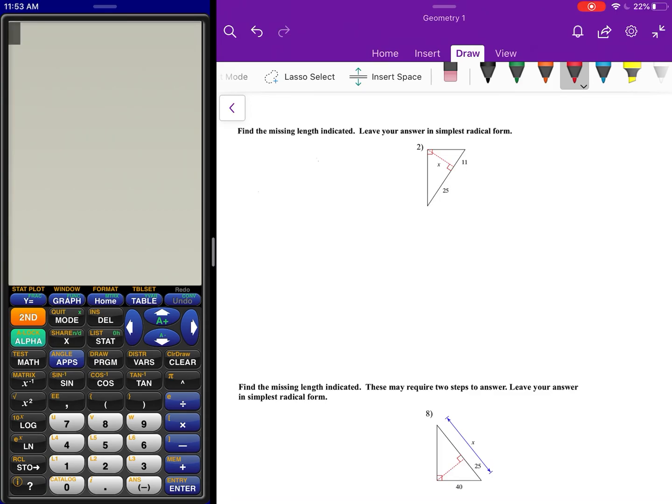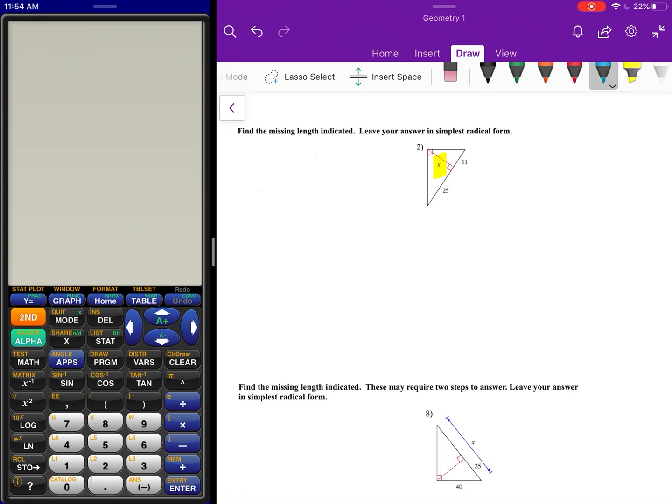All right, I'm going to do a couple of examples from the lesson 11.3 assignment. Both sections, the front and the back, have slightly different directions, but they're very similar in how you do them. The first one is going to use the altitude theorem, because we're trying to find the altitude.